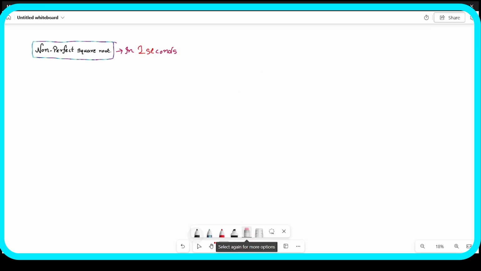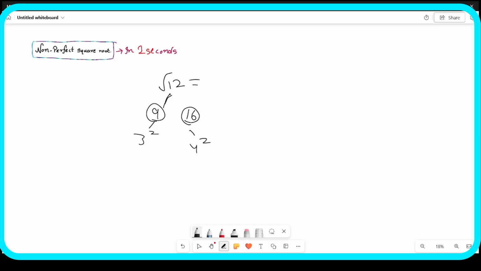Let us take an example. Square root of 12. The nearest perfect squares for 12 are 9 as well as 16. This is 3 square and this is 4 square. We need to write 12 in terms of 9 and also in terms of 16. I'll show you both.